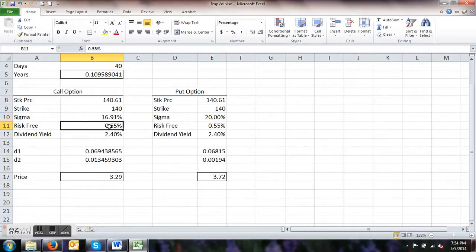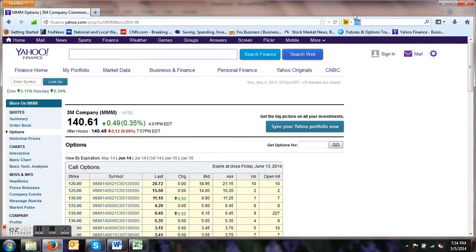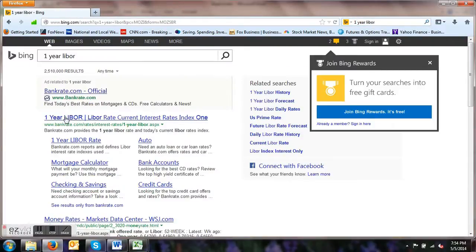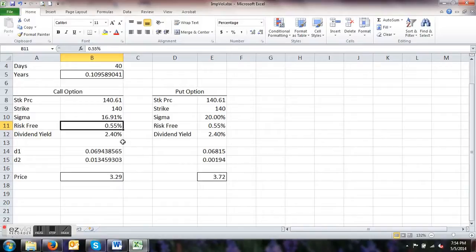The risk-free rate, I get that from the 1-year LIBOR. And again, if you just would come over here and type in 1-year LIBOR, we can click up the 1-year LIBOR rate, which is at 0.55. And this is an annualized rate, which is what we're looking for. And then the dividend yield on the stock is another thing. We're going to do options with dividends. And if your stock doesn't pay a dividend, then this value is just 0.